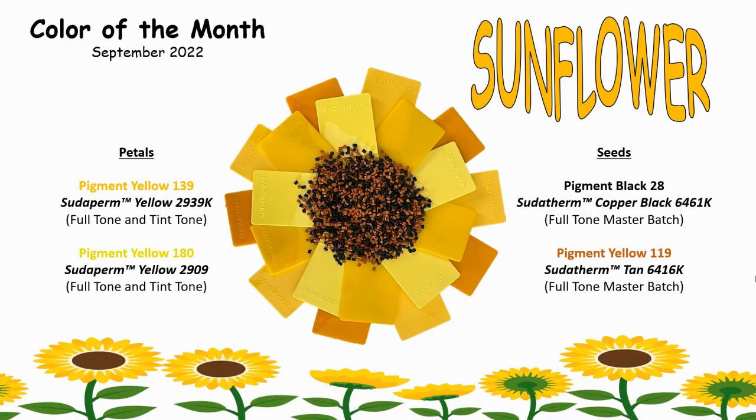So we like to play around each month with putting out colors of the month. And in September of last year, we paid tribute to the beautiful sunflower. So our petals are the Pigment Yellow 139 and Pigment Yellow 180 in both full tone and tint tone plastic chips, while our seeds, if you will, are the Pigment Black 28 and Pigment Yellow 119. So that gives that nice brown color.